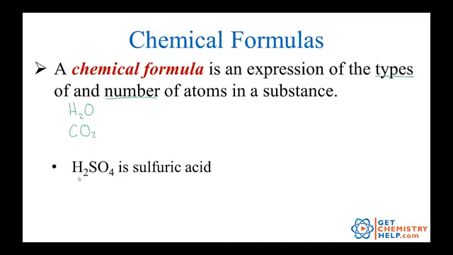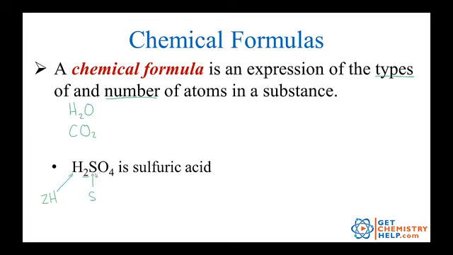Okay, so here's another one. H2SO4 is sulfuric acid. Why don't we just take a second and break this down and try to decipher exactly what this is telling me. Okay, well, H, that's the symbol for hydrogen. So there's hydrogen. How many hydrogens? Well, the subscript after the hydrogen tells me there are 2 hydrogens present. How about S? Well, S is the symbol for the element sulfur.